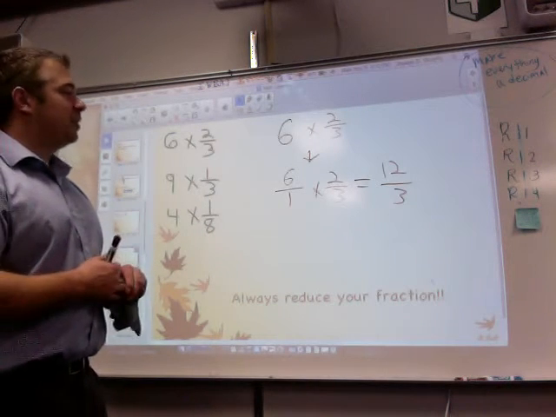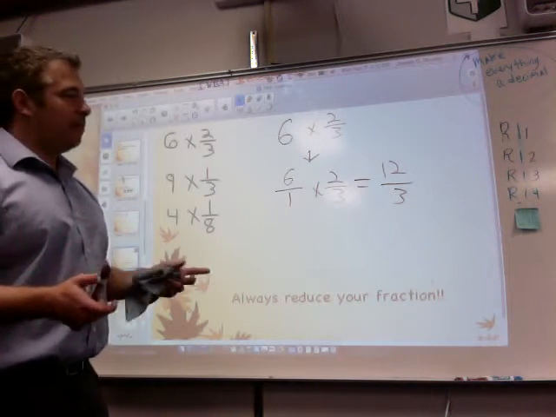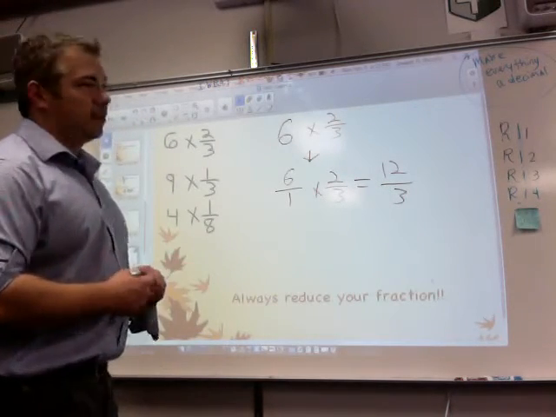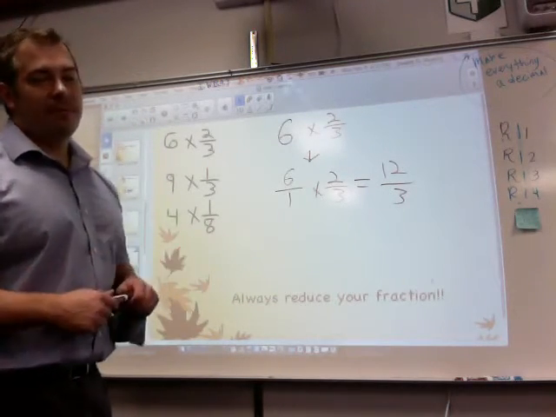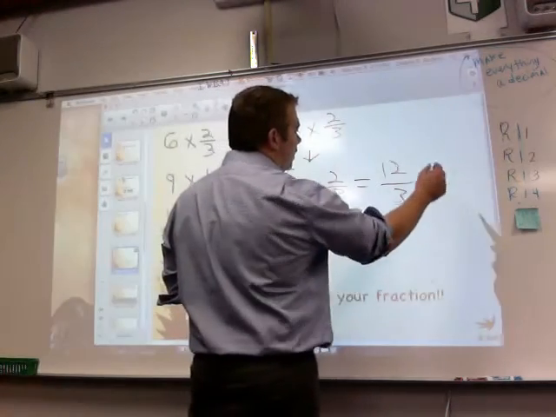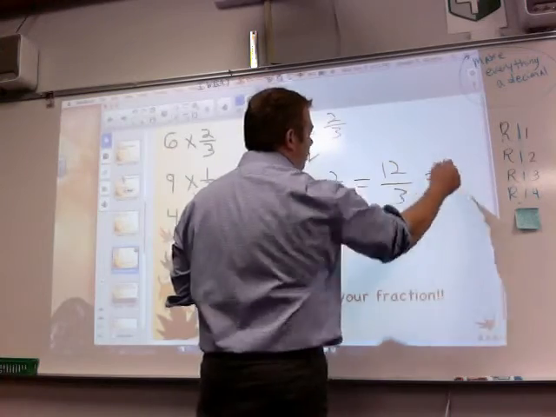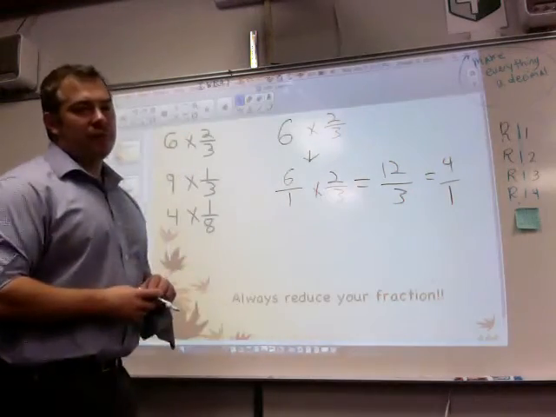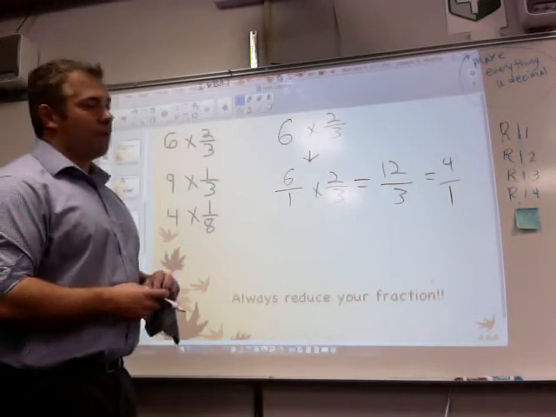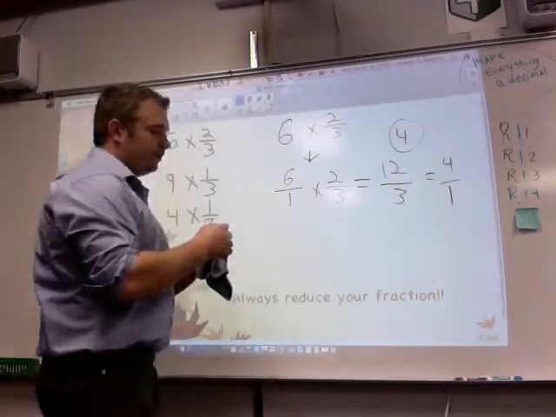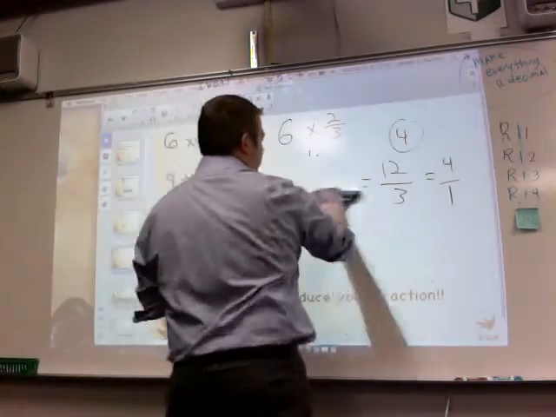Well, I have to reduce that fraction. So they both have a common multiple of 3. 3 is the greatest common factor. So 12 divided by 3 equals 4, and 3 divided by 3 equals 1. So 12 over 3 can be reduced to 4 over 1, which is simply just 4. That is our answer. Let's take a look at the next example.